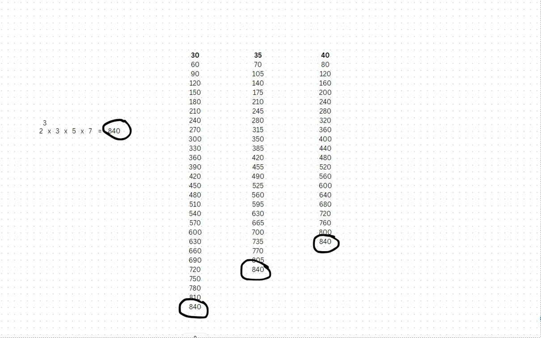For each of those numbers, as a check, I went ahead and just did multiples of 30, 35, and 40. The very first number that comes up that's the same for all of those is going to be your least common multiple. So 840 is the first number that comes up that they all share in common. That checks with what we got using our little formula there.